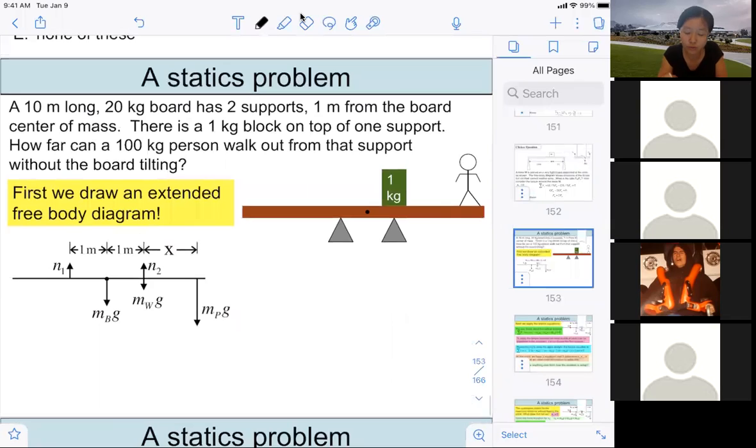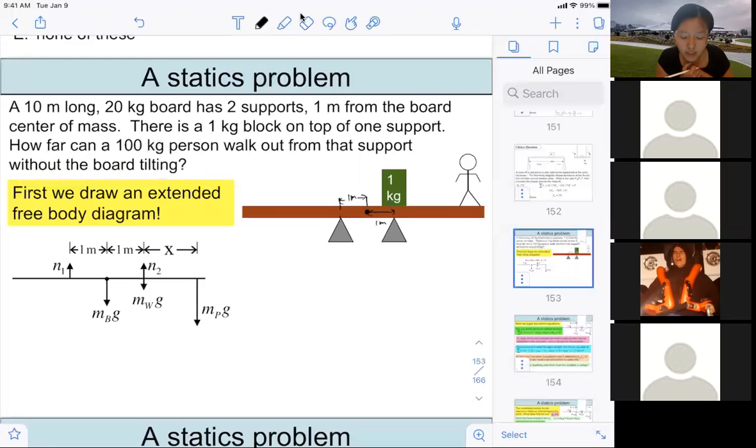Again, we have two little sharp supports. It's trying to balance a beam. Okay, so we have a 10-meter long board, 20 kilograms, and it has two supports, 1 meter from the board's center of the mass. So the board center of the mass is right in the middle, and these are put at 1 meter. Each of them is put at 1 meter away. So this is 1 meter, and this is also 1 meter.